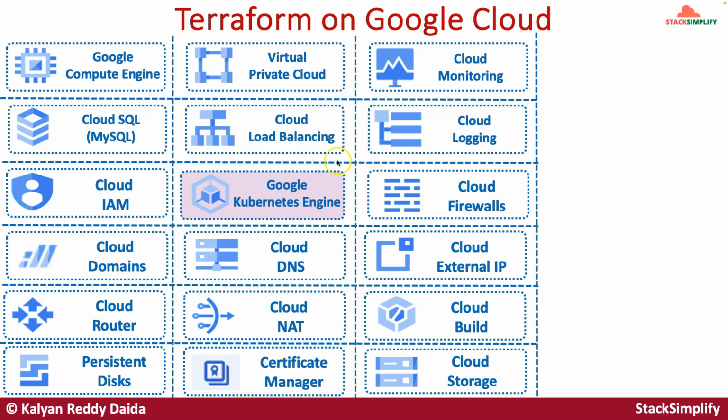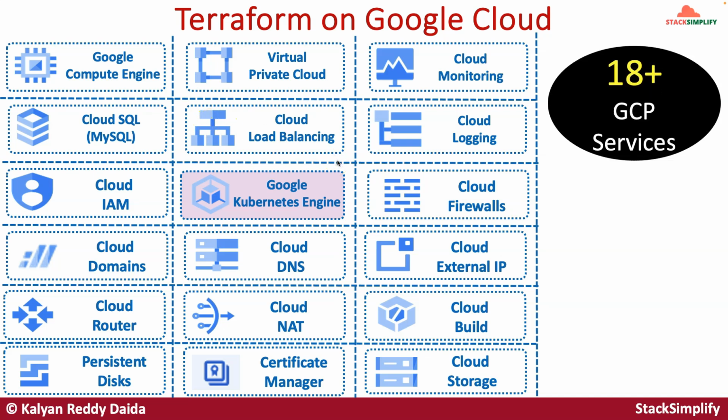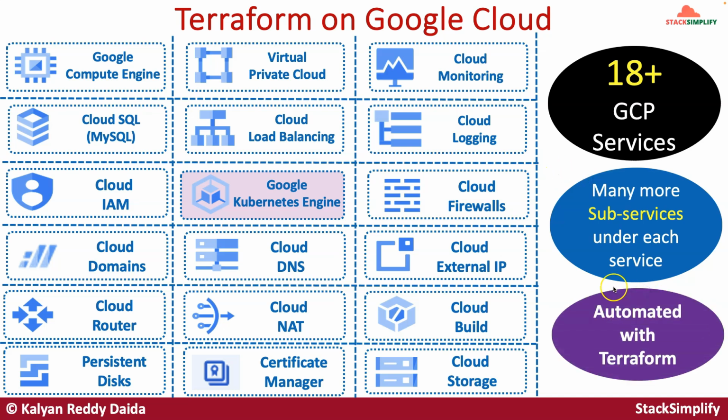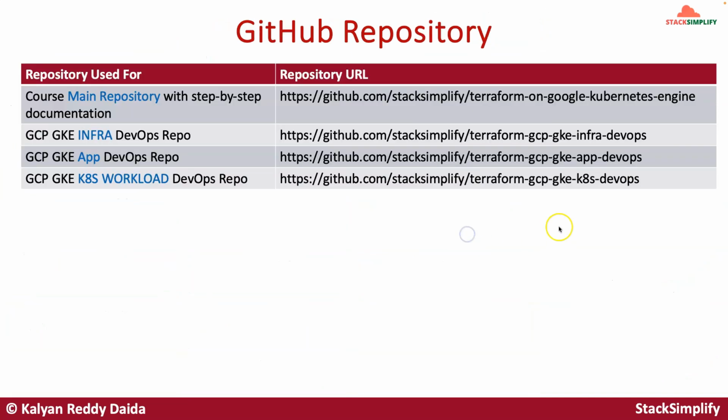And all these are the services we have used as part of these demos. So 18 plus GCP services and many more sub services under each of these services also we have used. And all these things are automated with Terraform. And whatever GKE clusters we are creating, we have used custom VPC to create them, custom subnets to create them, and VPC network peering between Google Cloud services like Cloud SQL and all those things also we have implemented using Terraform.